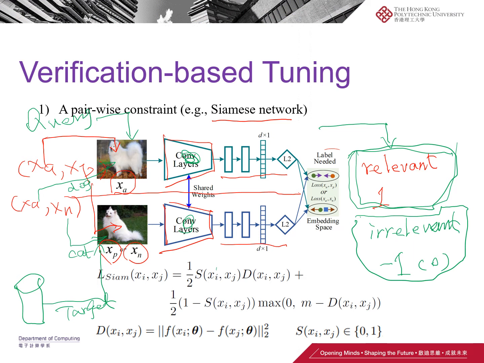And this is indeed what the loss function is telling us. The loss function is trying to push the final feature representations in the feature space closer together, and at the same time to push the irrelevant images far from each other. So this is the idea of verification-based tuning. The reason it's called verification-based tuning is that we actually verify whether those two images are relevant or irrelevant.